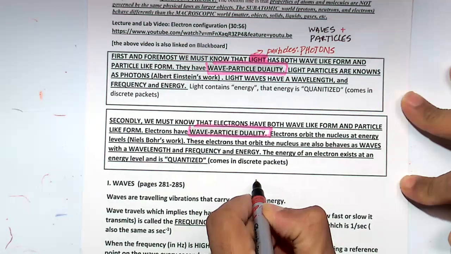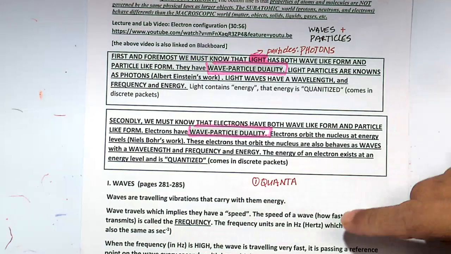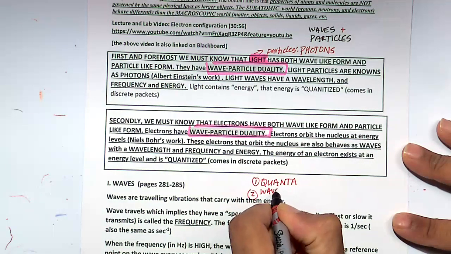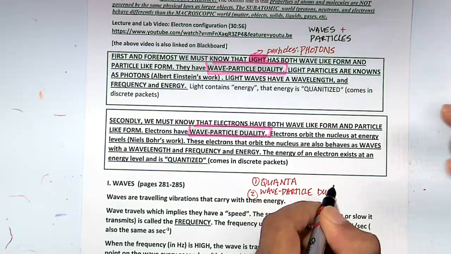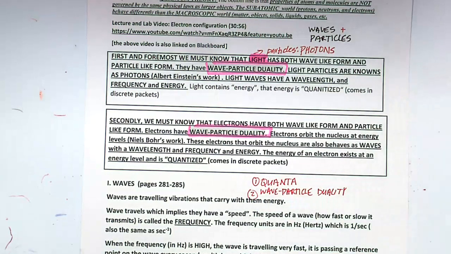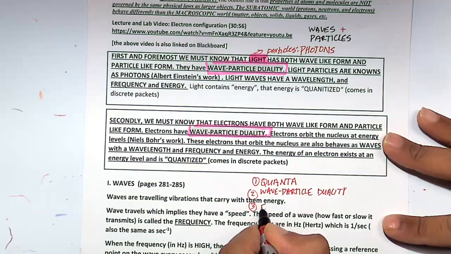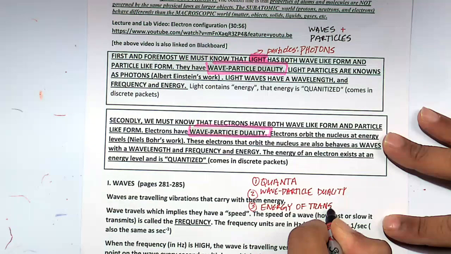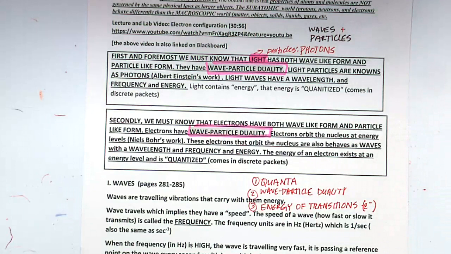The next important thing is this idea of quanta. So wave-particle duality, number one. I'll define this a little bit later on in this course. Important themes of the electron, or of the atom, let's say. The electron does all of this business, wave-particle duality. And then the next thing here is energy. We want to talk about energy of transitions involving the electrons. So these are the themes that I want to talk to you guys about for today's lecture.